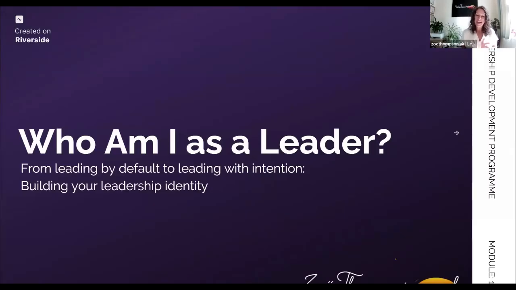This is Module 1, and in this module, we're going to look at who you are as a leader, from leading by default to leading with intention, building your leadership identity.